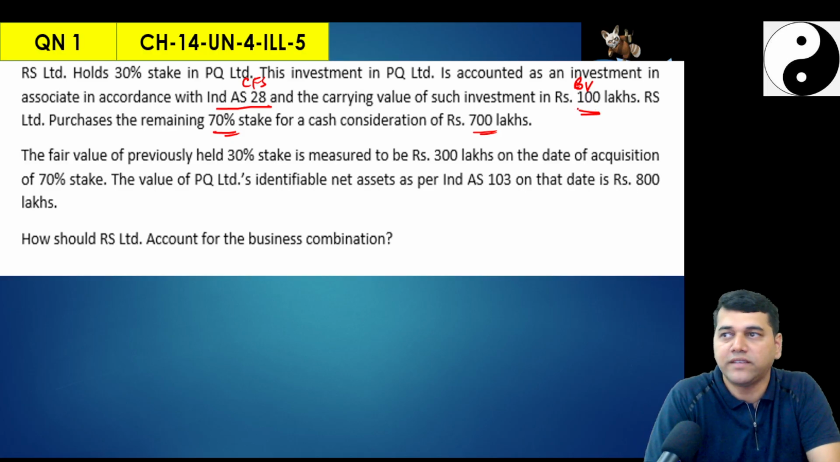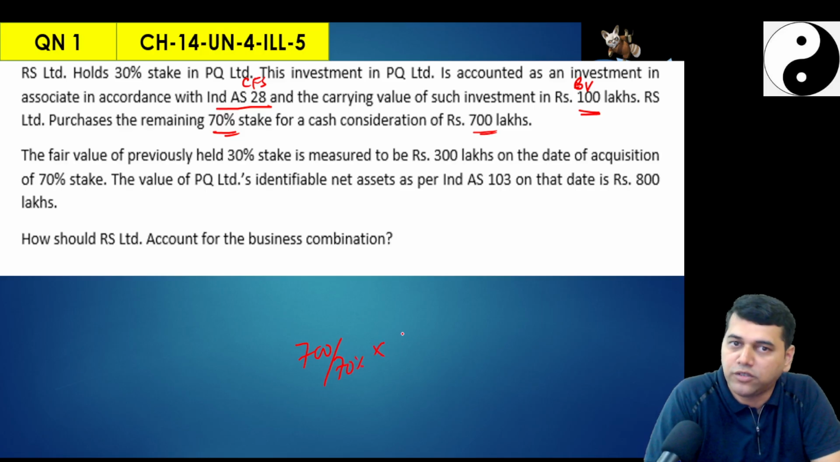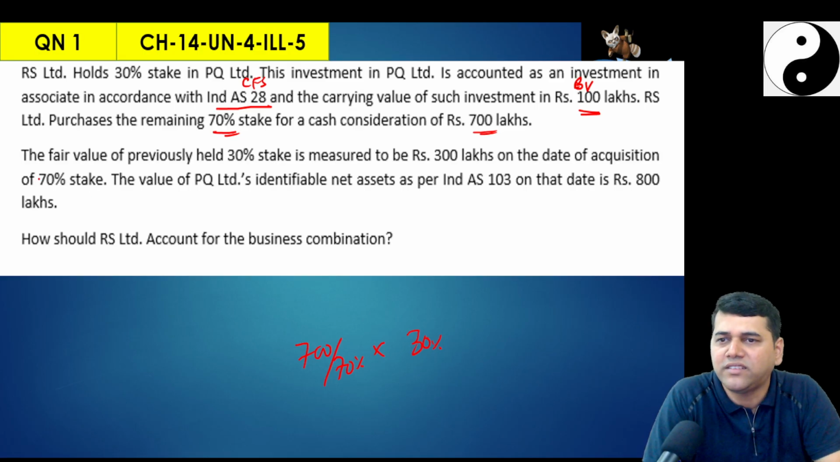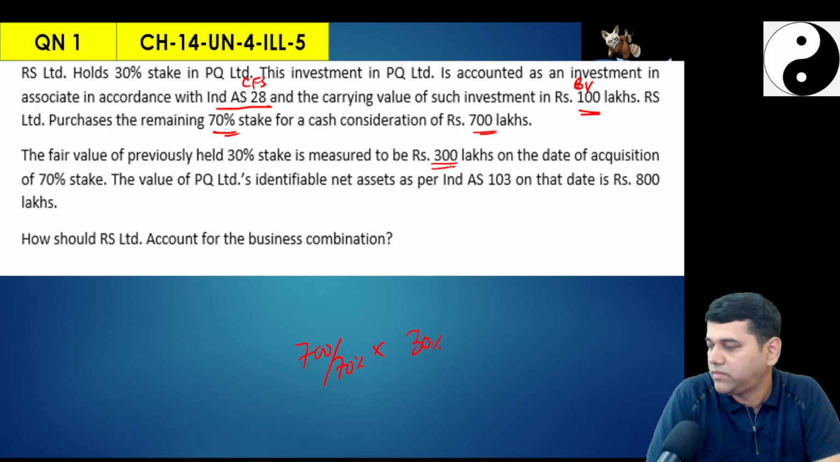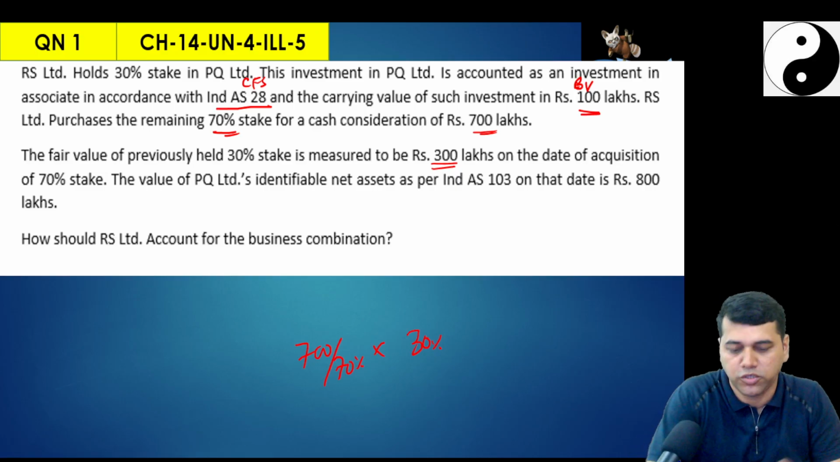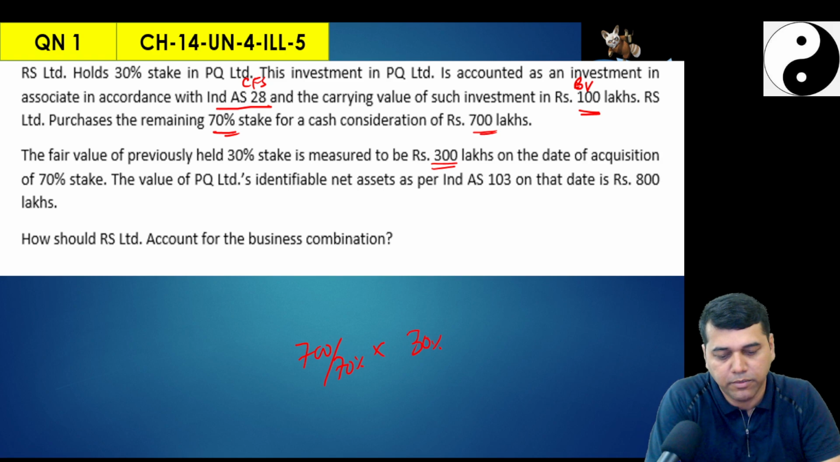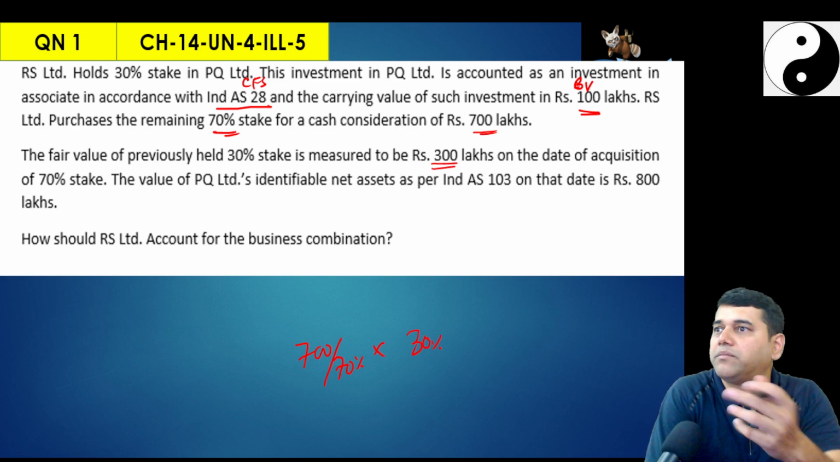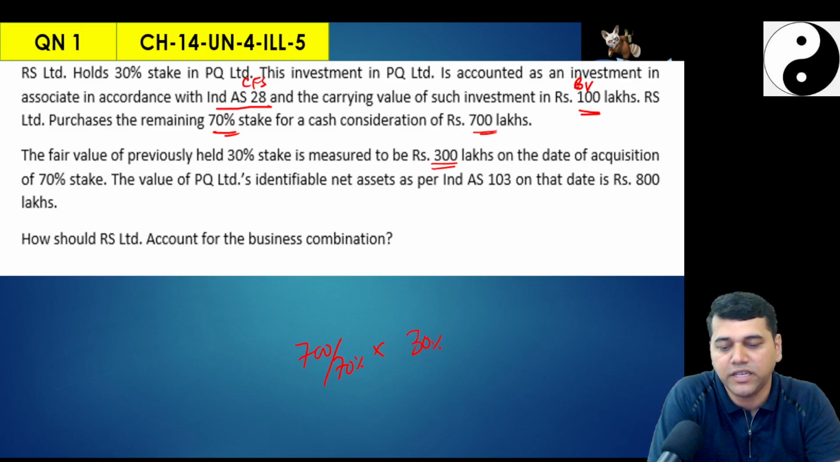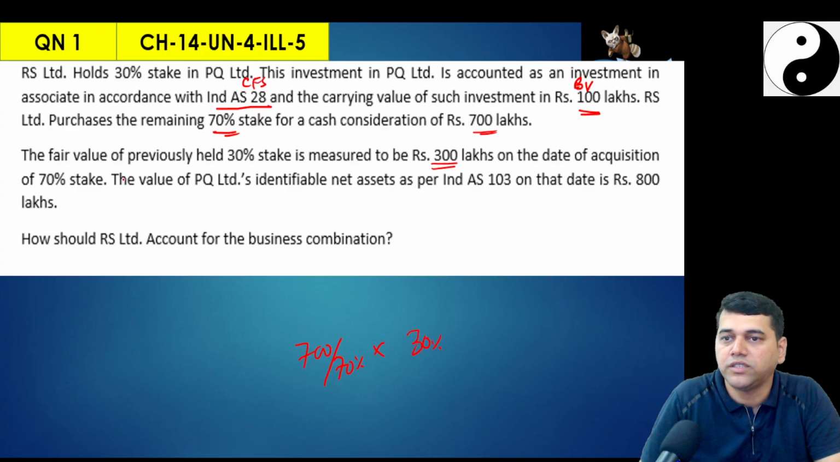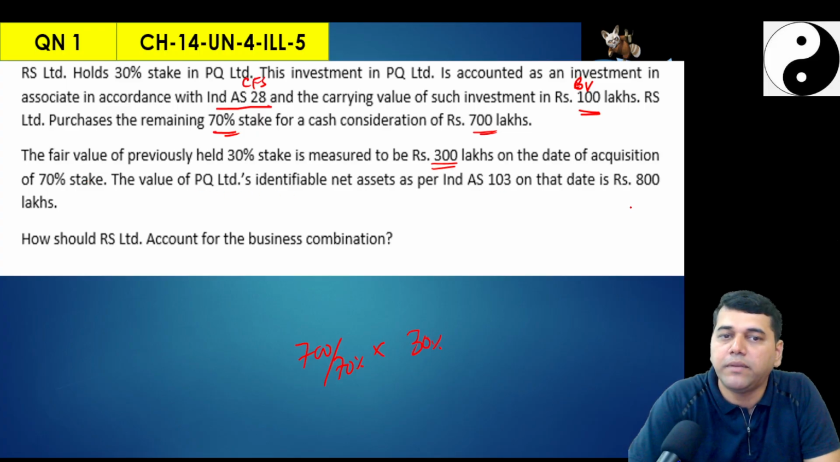If the question is silent, what can we do? 700 divided by 70% into 30%. We could have done that. Let us see. The fair value of the previously held equity is 300. So if you would have done our method, how much would you have got? 700 divided by 0.7, into 30%, 300. On the date of acquisition, the value of identifiable assets is 800.